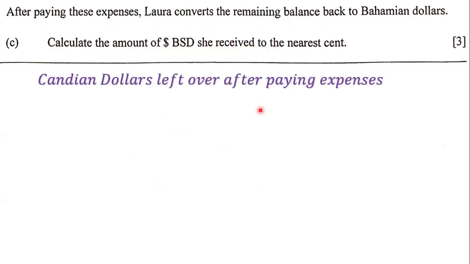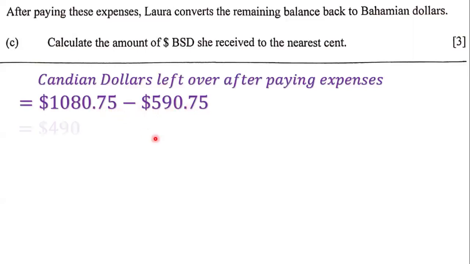So the first thing that we're gonna do is we have to determine her Canadian dollars left over after paying the expenses. And so what we do is we say 1,080.75 minus $590.75. We subtract these two and we get 490. So she has 490 Canadian dollars left over after paying expenses. So we have to take this $490 and convert it from Canadian dollars to Bahamian dollars.